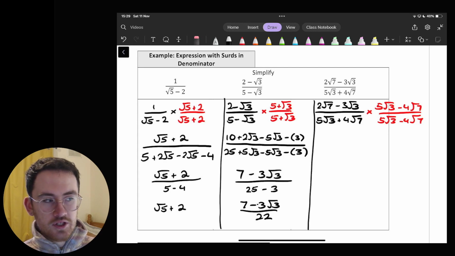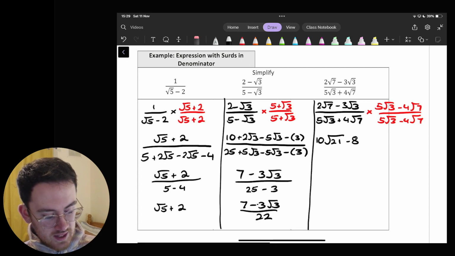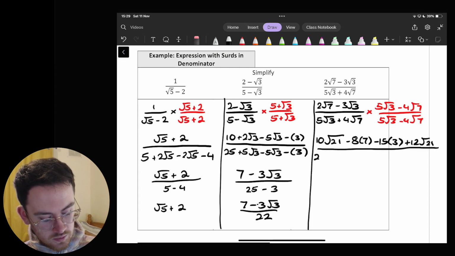So I have to be careful multiplying all of this out because I can see immediately there's a lot of moving parts. So the 2 root 7 by 5 root 3, I get 10 from the 2 by 5, and I get root 21 by the square roots there. Minus 8 by 7, minus 15 by 3, and plus 12 root 21. On the bottom, 25 by 3, minus 20 root 21, plus 20 root 21, minus 16 by 7.